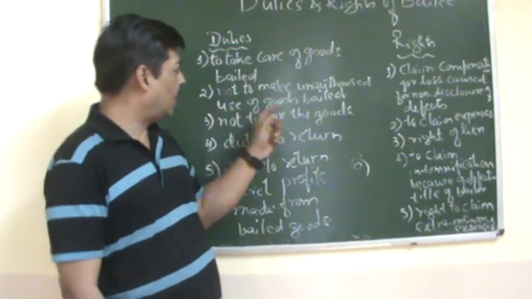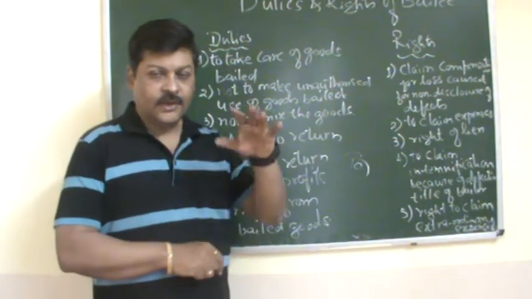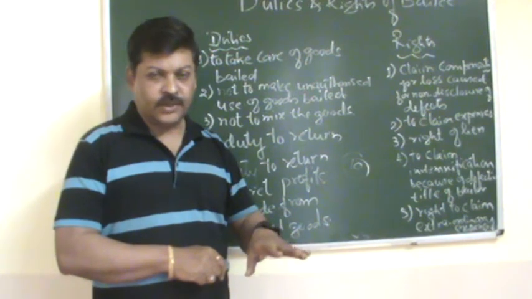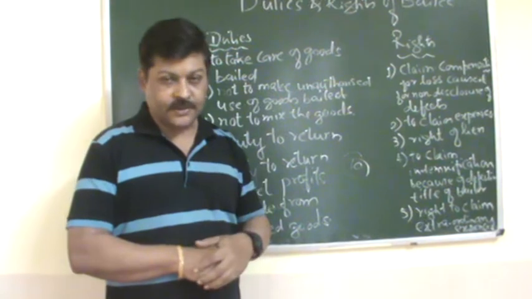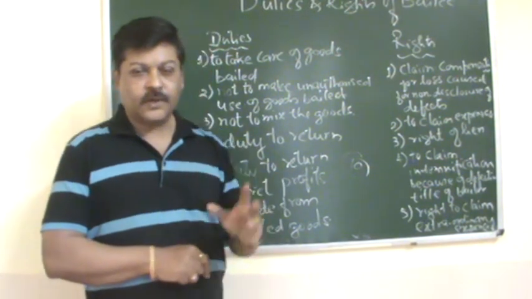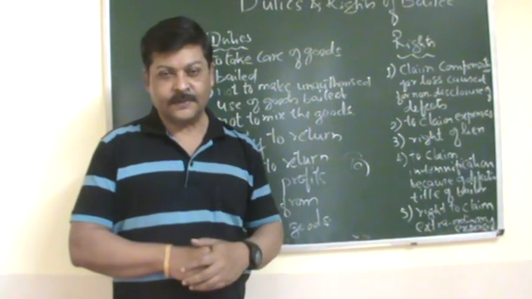Duty not to make unauthorized use of the goods bailed. So this is the second. As you are not the owner of the goods, remember this aspect. You have taken the goods for some purpose. The goods are with you for some purpose. You have to use those goods only for that purpose.